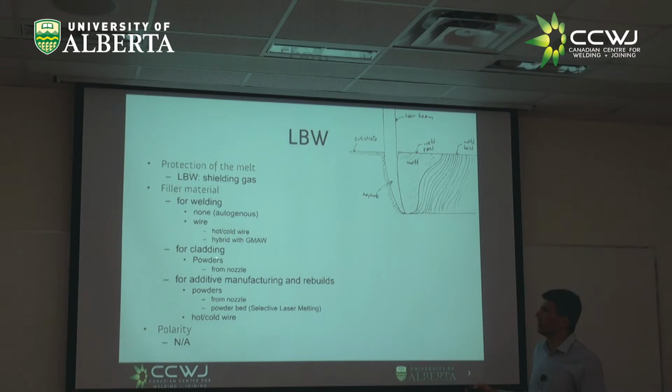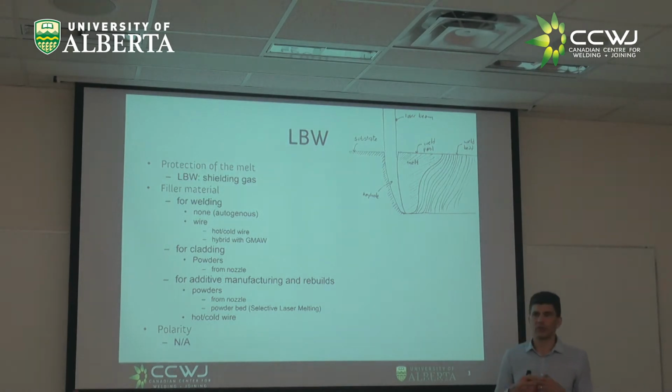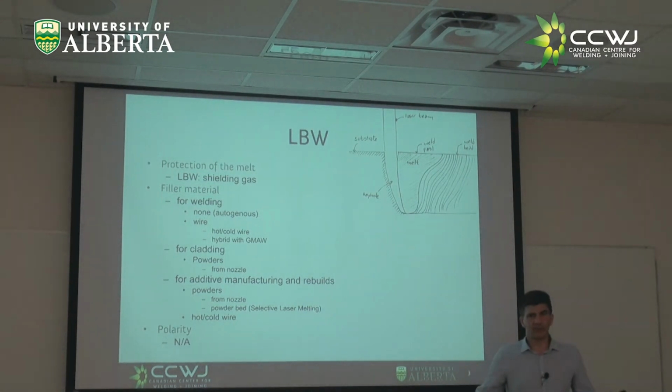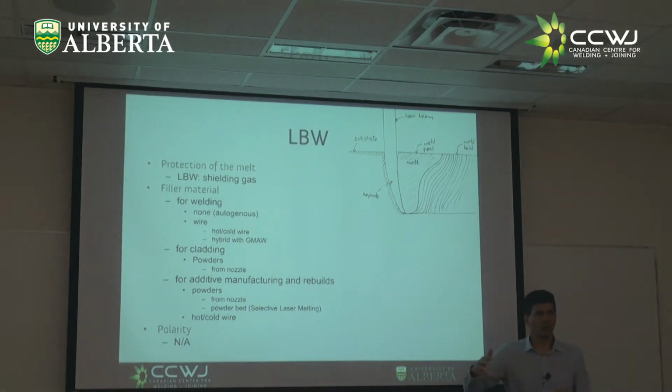Now, you can also use it. There is another way of adding the filler material that is with powders. For example, when you're doing cladding, when you're making a wear-resistant surface, right? You have steel, and you can put nickel tungsten carbide powders on top of it, and it will be very wear-resistant, right? The laser we have in the lab.